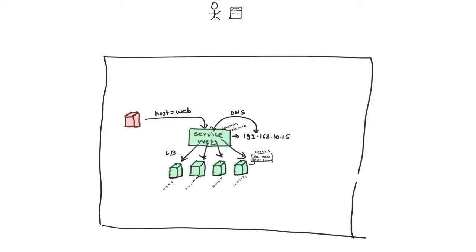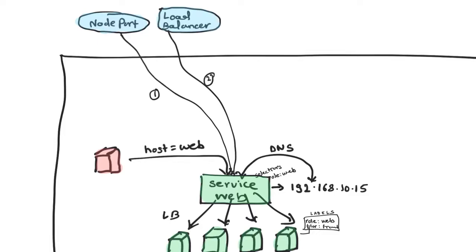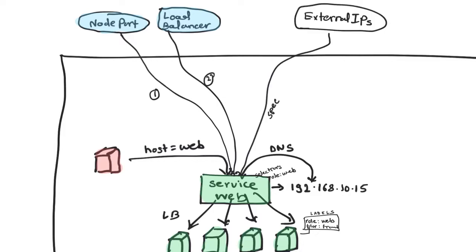There are 4 different ways that you could expose your service outside. 2 being the types of services, namely node port and load balancer. 1 is a property of a service. This is part of the service spec called external IPs. And the 4th is an ingress controller.